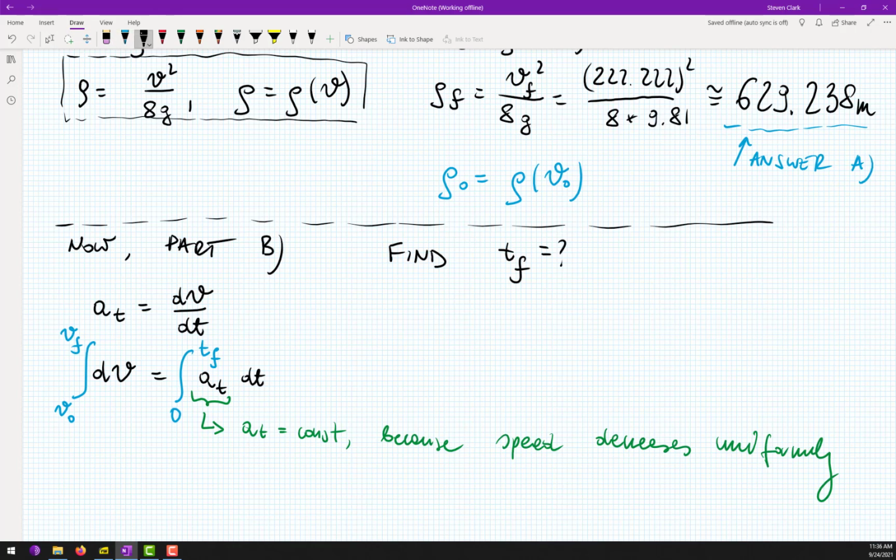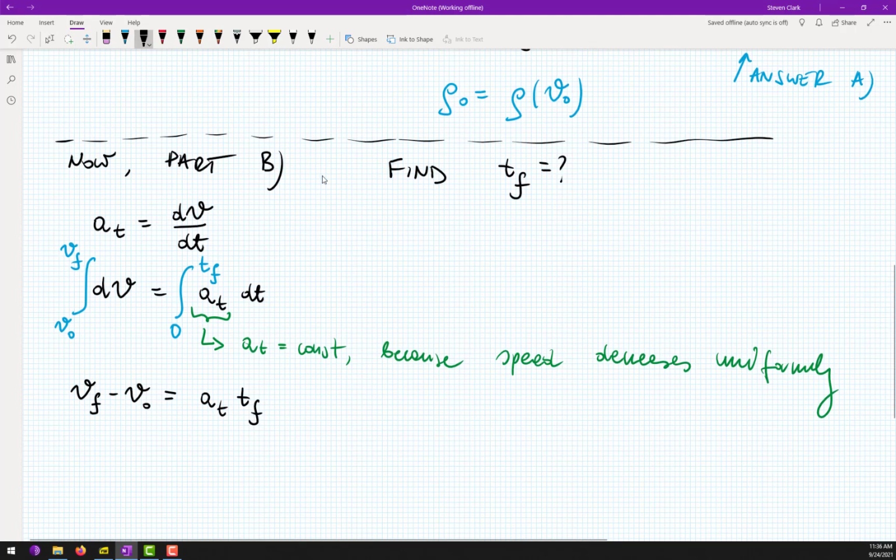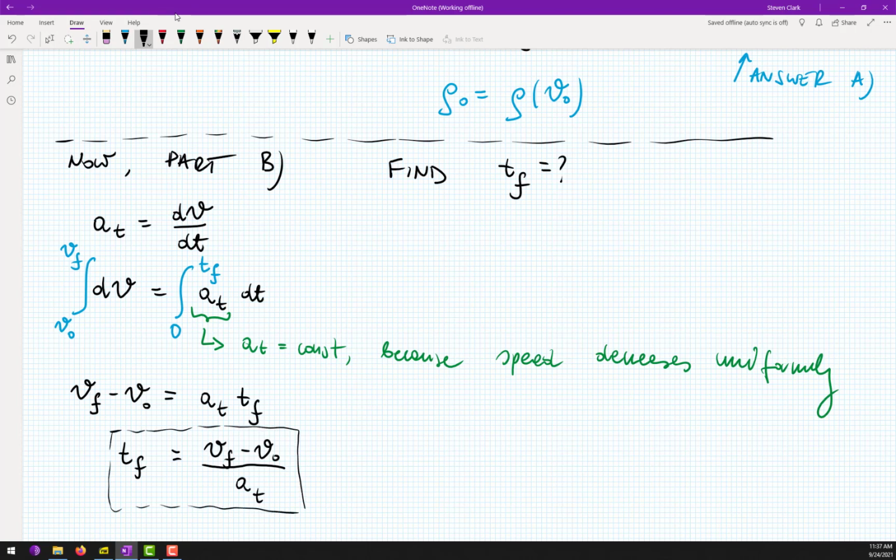So if we integrate that, we will end up with vf minus v0, and this will be at tf, right? So that means that tf, the unknown they have asked us to find, is equal to vf minus v0 that we know, but we unfortunately don't know at. We don't know at. So now our goal is to find at, and we can call it a day. Yes? And you guys can go to Chicago.